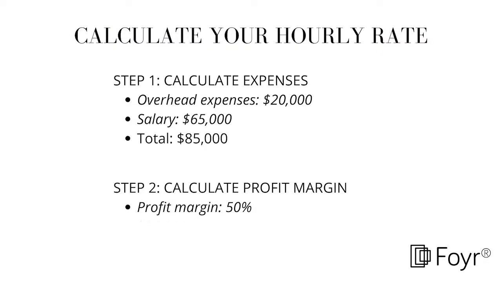So let's say we want a 50% profit margin. That would be $85,000 times 1.5 is 50%. And that takes you to the number of $127,500. All right, there we go. Expenses with our profit margin. We need to make $127,500 in a year. Now, we all don't work and bill 40 hours a week, 52 weeks of the year.